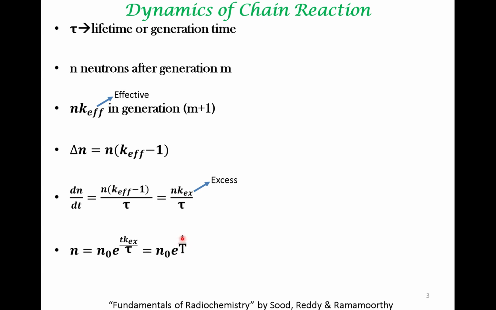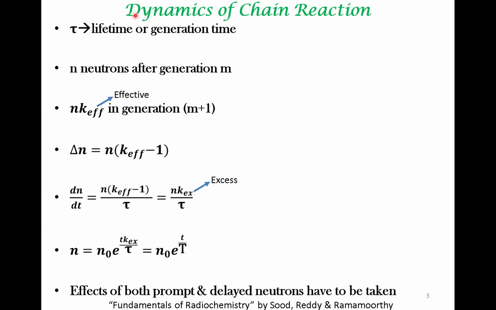This is the time. So it is also important to note that when you're having tau, it has to do with both the prompt and delayed neutrons. Unless you take both into account, your description is not complete.